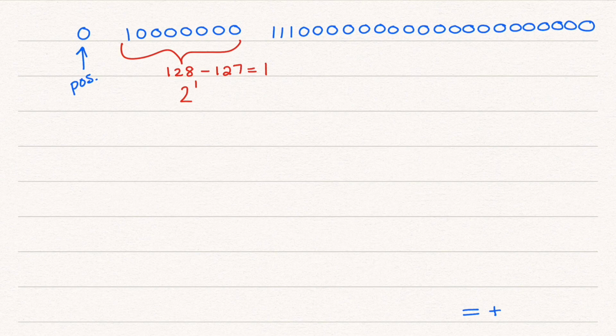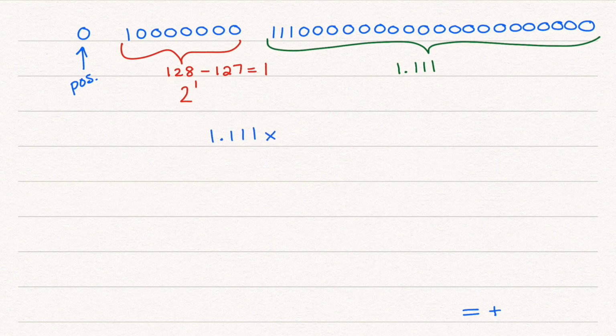And finally, this portion of the number is going to represent the fractional part of our normalized binary form. So I'm going to add a 1 decimal to the front, and I can ignore the rest of the zeros. So that means the normalized binary form that this represents is 1.111 times 2 to the power of 1. So my job now is to take that and put that into decimal form.